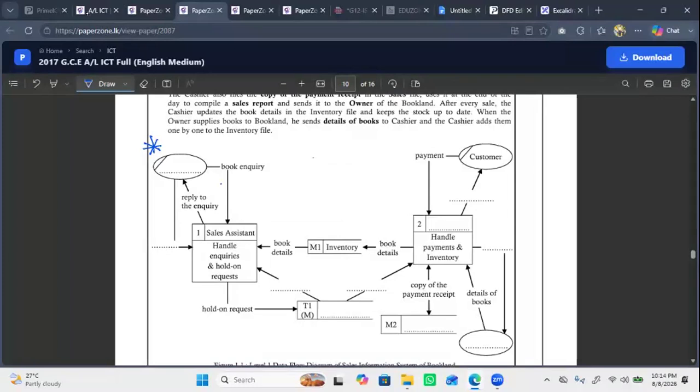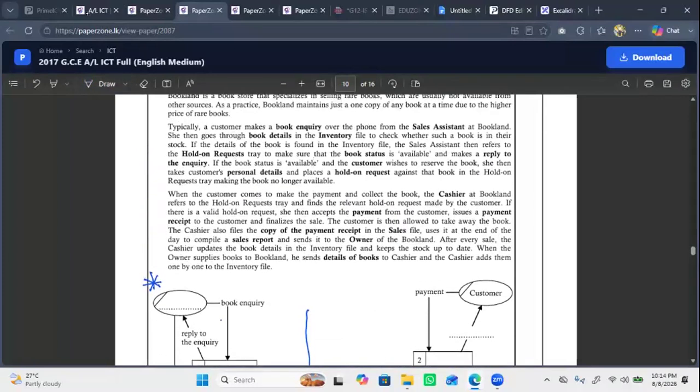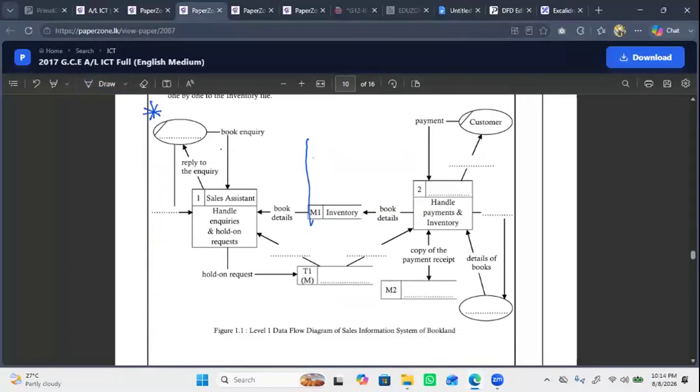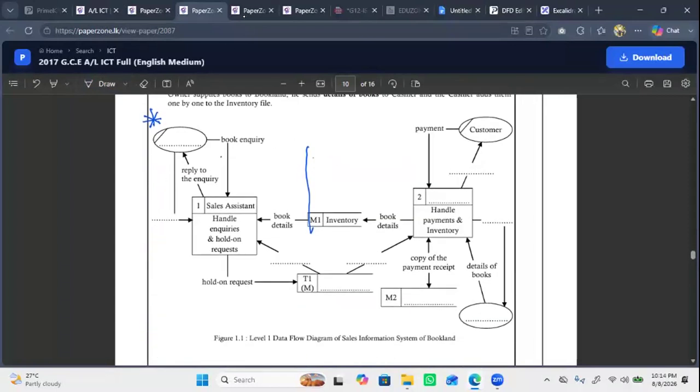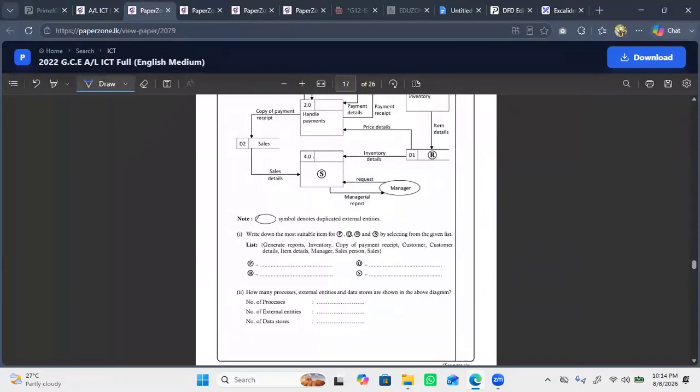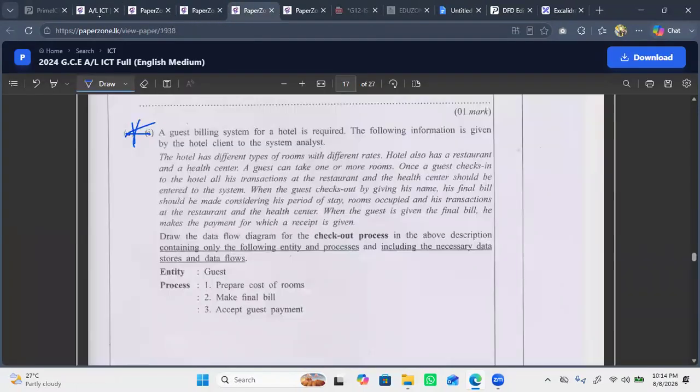Complete this one and send me. You have the story here. Read the story well and complete the question. After that, you have to do the 2024 past paper on your own. You should read this passage and draw the data flow diagram, DFD diagram. Sorry, not the context diagram. So there are 3 homeworks. Do it and send me. I am waiting for your responses.